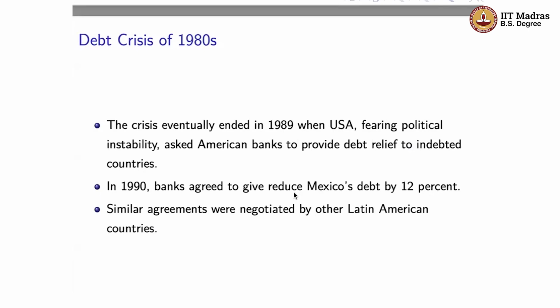So why did reducing the debt by 12% actually work out? Because this is basically saying that now you no longer have to focus on repaying as much of the loan as was due before. And maybe this is something that is actually feasible to be paid back by Mexico, right? In the end, similar agreements were negotiated by the other Latin American countries which were also in trouble. And that eventually led to the reduction in the crisis. So that is how the debt crisis of the 1980s played out.